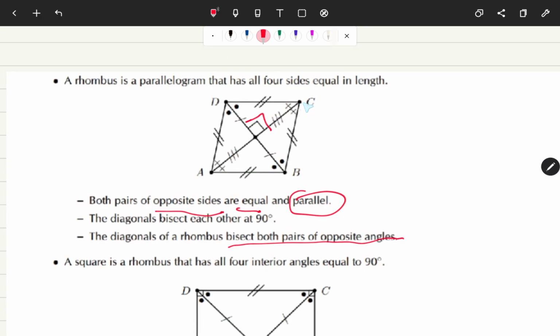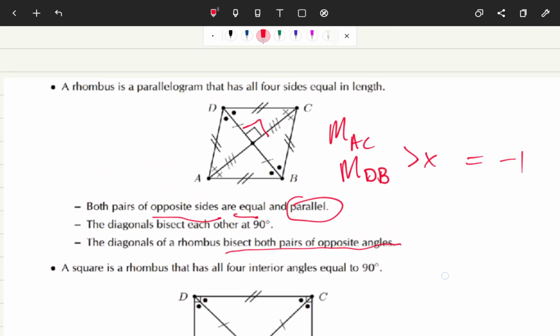So with that, you can find the gradient of AC and find the gradient of DB and multiply them together. They have to give you -1 because they are perpendicular. So that's how you would prove that something is a rhombus.